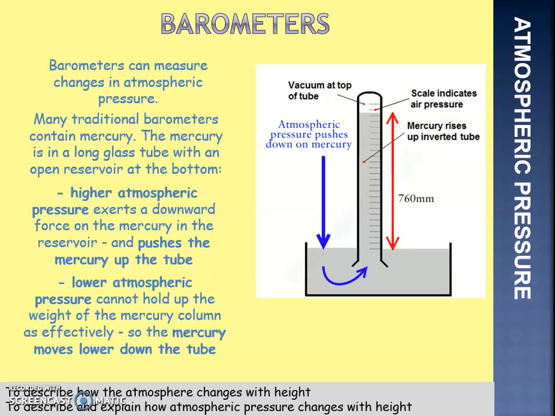When the atmospheric pressure is lower, it can't hold up the weight of that column as effectively. So it doesn't push down on the reservoir as much, which means the level in that tube decreases somewhat, and so we can see that it's a lower pressure.